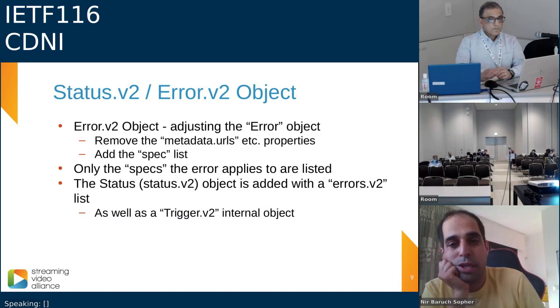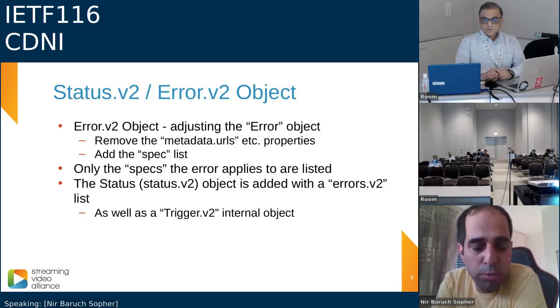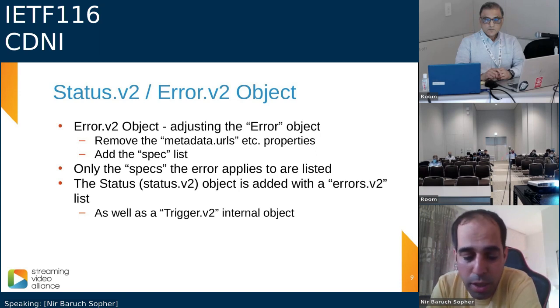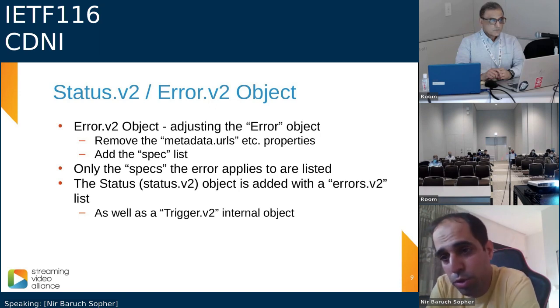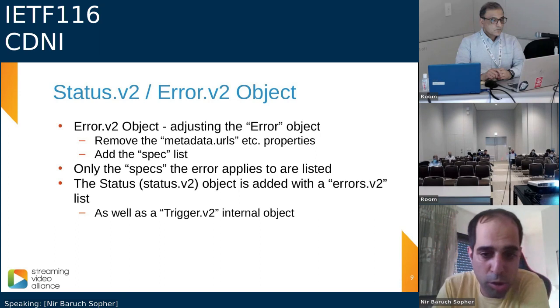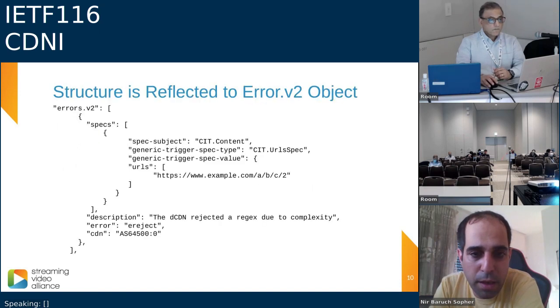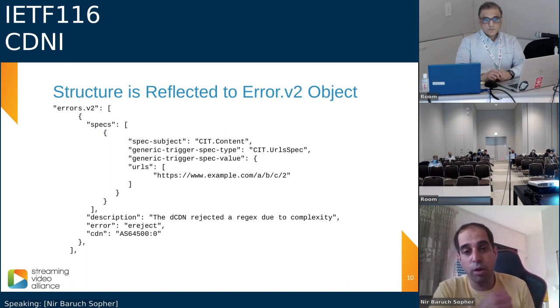Next, please. So, following the change in the trigger object, we also had to change the error object, and create a v2 to include the fields that are currently in the trigger object, practically adding the extensions and spec list. As we have a new error object, we need a new status object, but that's it. And the spec list is actually reflected in the error object.